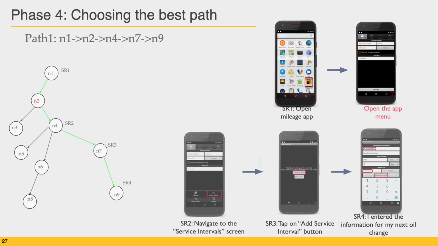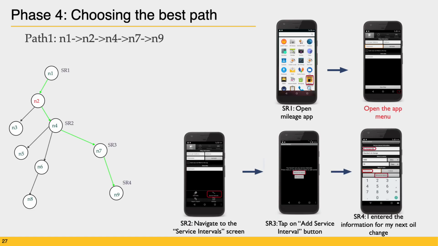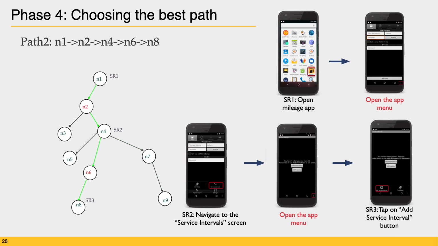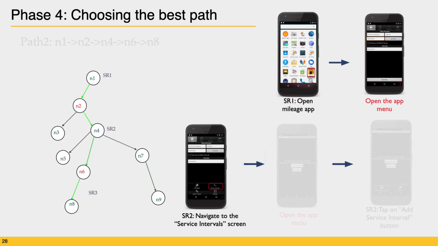We traverse the graph utilizing a depth-first traversal approach. There can be multiple DFS paths that exist in a graph. For example, in this graph, there is a path starting from node N1 to leaf node N9. In the second example, the path starts from node N1 to node N8.